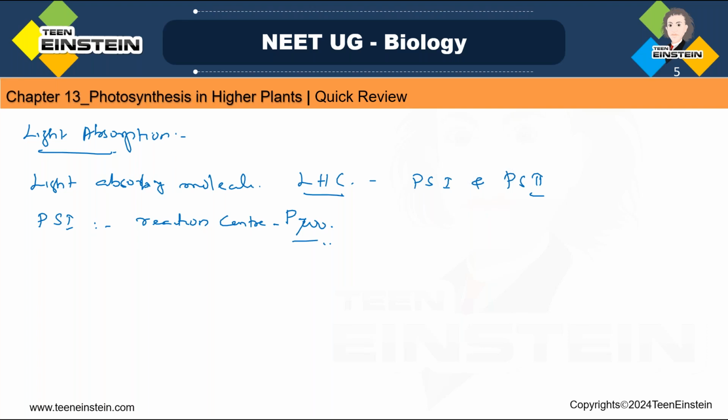The reaction center in this pigment system is P700, which absorbs the light of wavelength 700 nanometer, and PS1 or photosystem 1 can carry on the cyclic photophosphorylation independently. Here independently, that can carry the cyclic photophosphorylation.